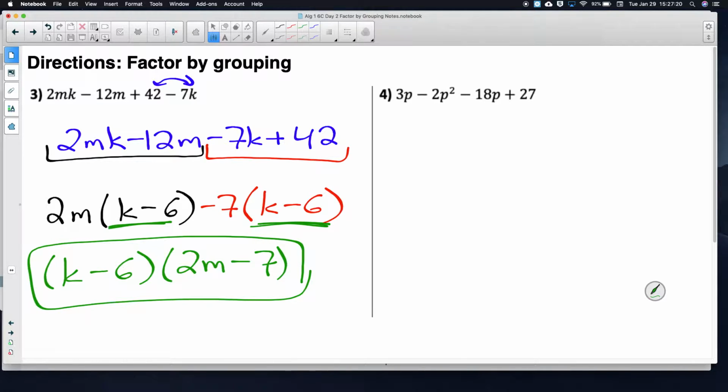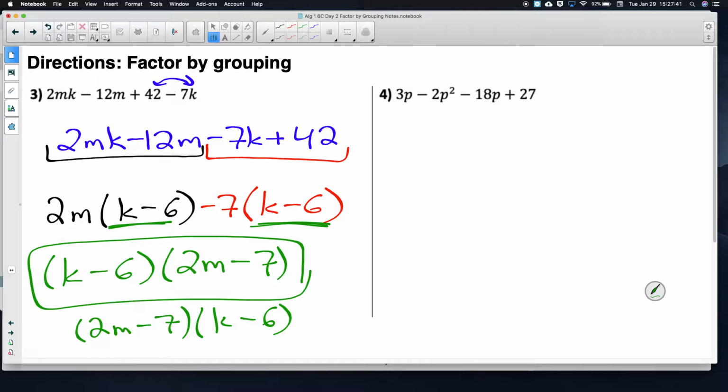And I factored that correctly. Now, some of you may be wondering, what if I have 2m minus 7 first? What if I have 2m minus 7 times k minus 6? Is that all right? That is 100% correct. Multiplication doesn't matter which way you multiply it. Both of those answers would be good to go.